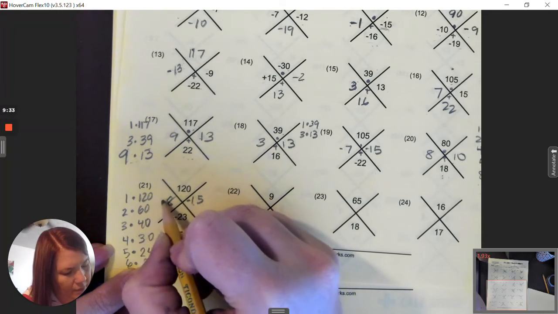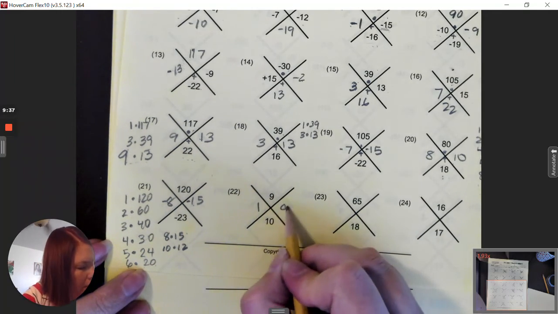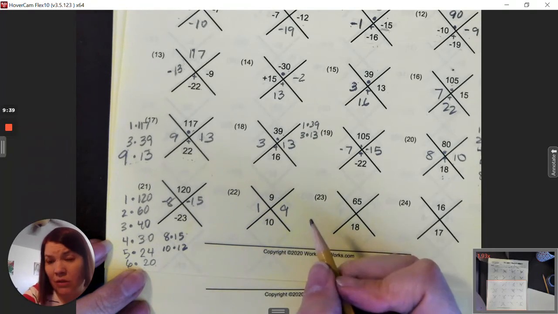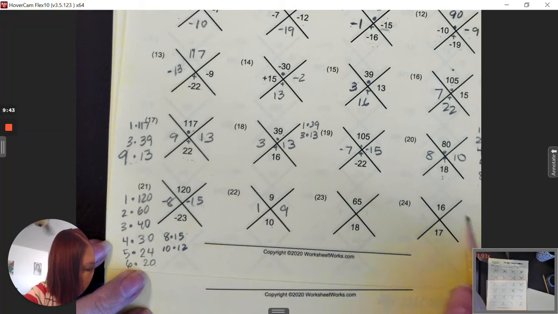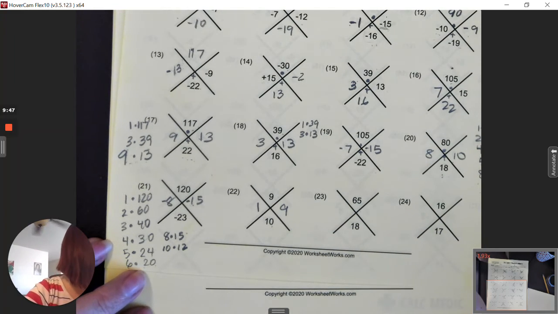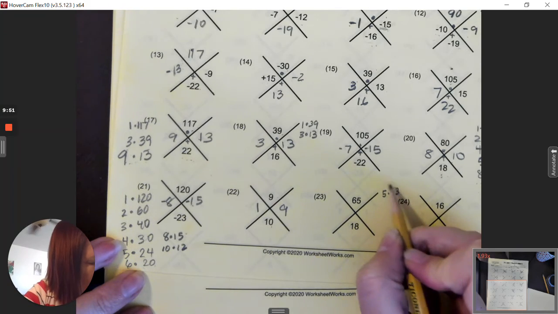9 is 1 and 9. Because the only other choice is 1 and 3. And they don't make 10. 65 is 5 and 13. And 1 and 65. And that's it. It's 5 and 13.